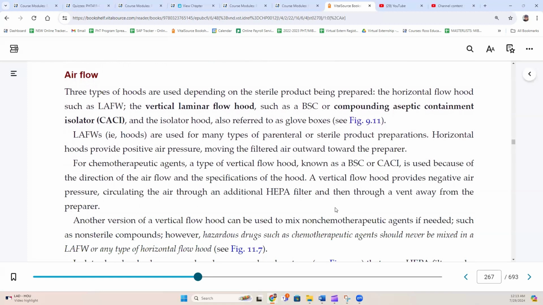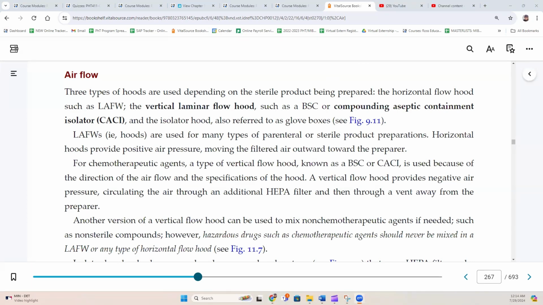Three types of hoods are used depending on the sterile product being prepared. The horizontal flow hood, such as the LAFW, the vertical laminar flow hood, such as the BSC or compounding aseptic containment isolator, and the isolator hood, which is also referred to as a glove box. LAFWs are used for many types of parenteral or sterile product preparation. Horizontal hoods provide positive air pressure, moving the filtered air outward toward the preparer.